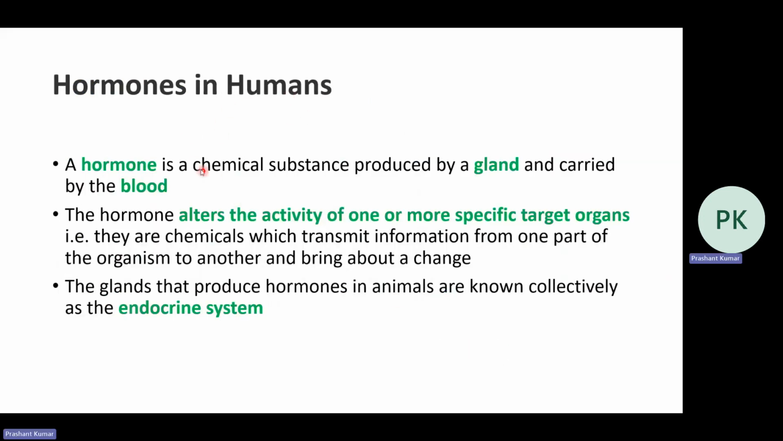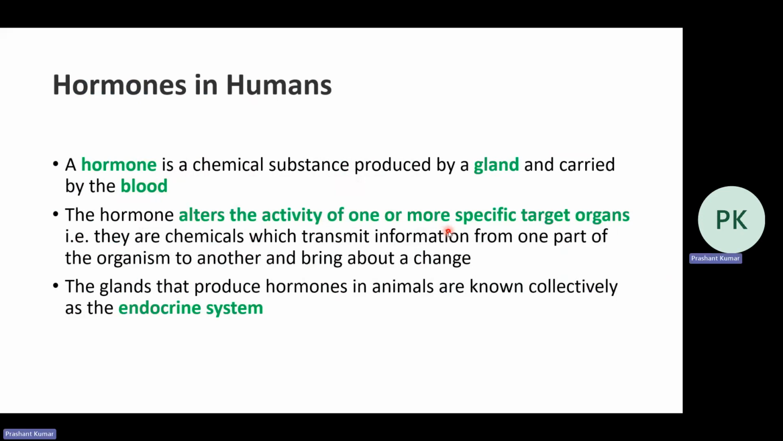Hormones in the human. A hormone is a chemical substance that is produced by a gland and carried by the blood. This hormone is going to alter the activity of one reaction or more than one reaction. So they carry chemical information from one part of the organism to another and bring about a change, right?